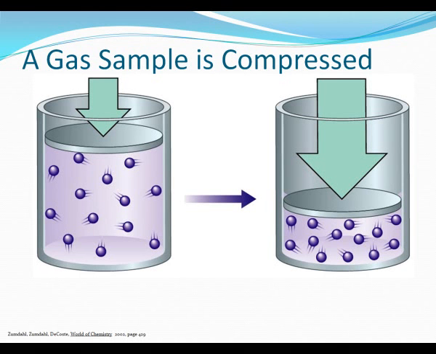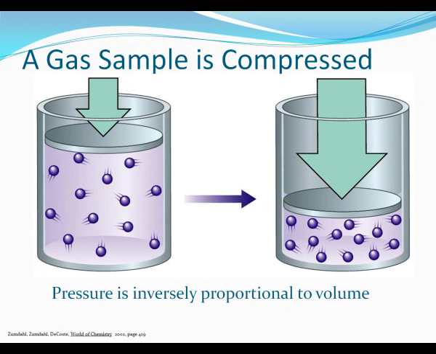As a gas sample is compressed, you will notice that the particles don't change in number, but since they have less space to move around in, they will strike the walls of the container more often, and as such, we state that pressure is inversely proportional to volume. That is, if the volume goes down, the pressure goes in the opposite or inverse way, meaning it goes up.